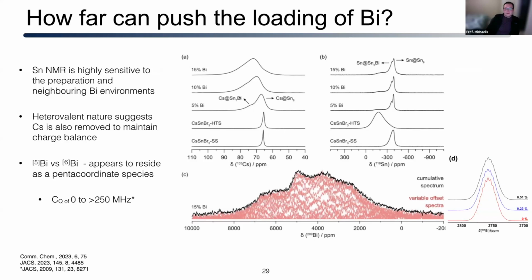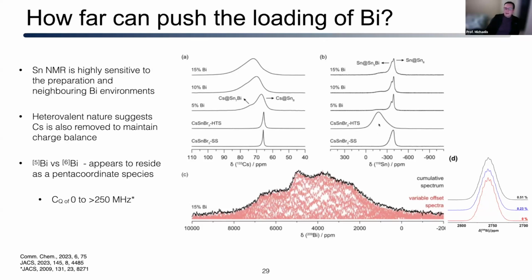And then as soon as you incorporate some bismuth, you get this new site that's forming. And we attribute that to basically removing one of the tin species in the corners and replacing it with a heterovalent bismuth, okay? Likewise, for tin, you have this change in chemical shift based on the way you synthesize it, whether it's solvent or high temperature.